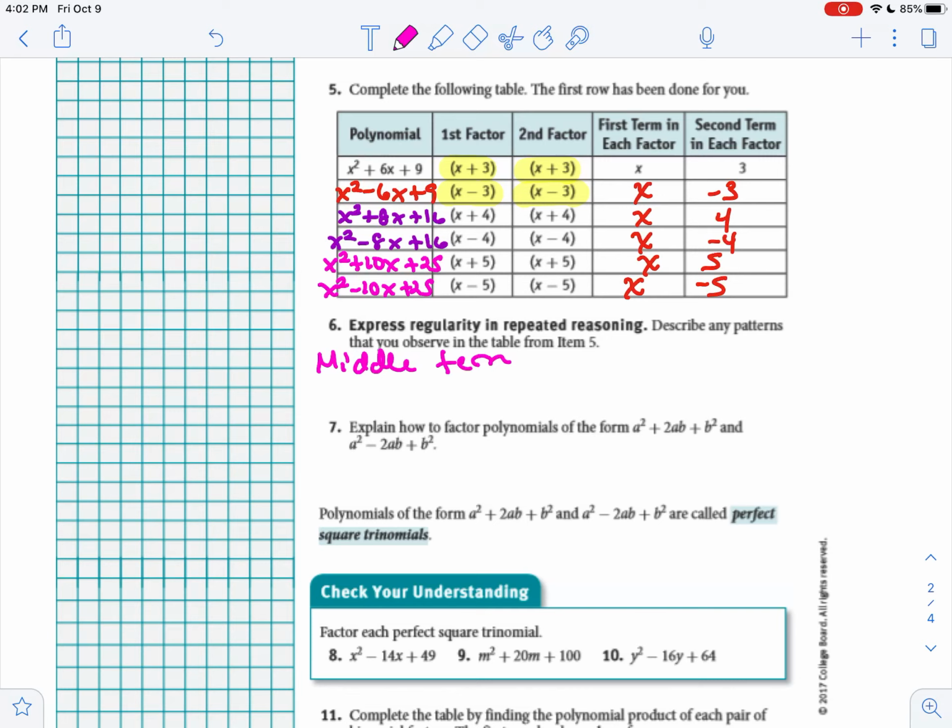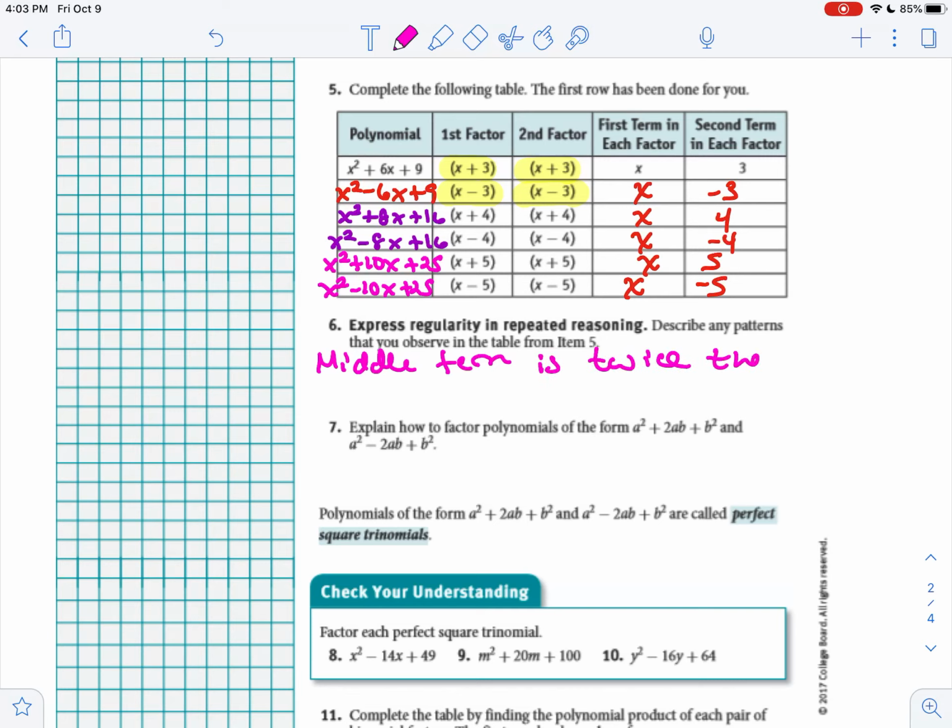So the middle term, like that negative 6, is twice the constant term, which was negative 3 in that example. Okay. So now we'll get our rule.